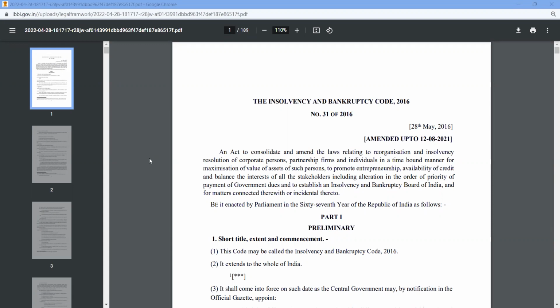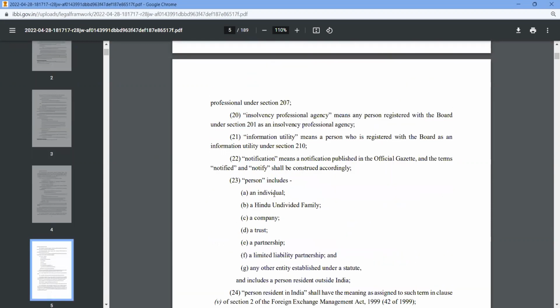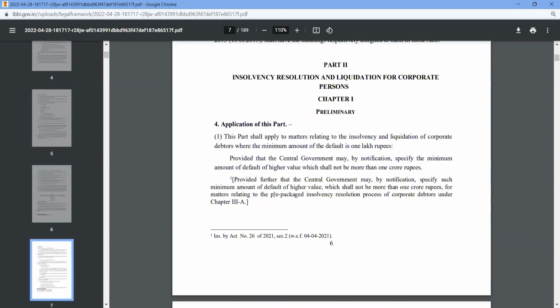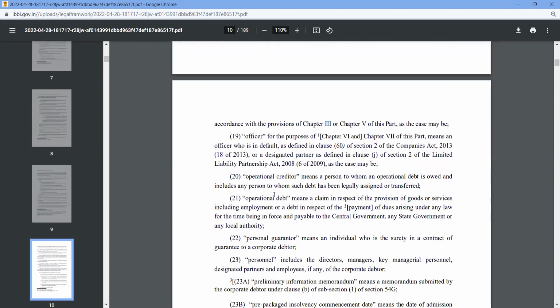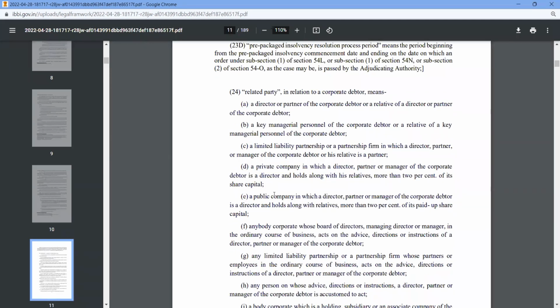So we can open section 5(24A). Although I have given it in the PPT also, if anyone wants to read from the Code, you can read from the Code also. Now what does 5(24) say? This section 5(24A) says related party in relation to a corporate debtor. So there are two types of related parties. For seeing whether a particular party is a related party or not, we have to see its relation in relation to a corporate debtor or in relation to an individual.